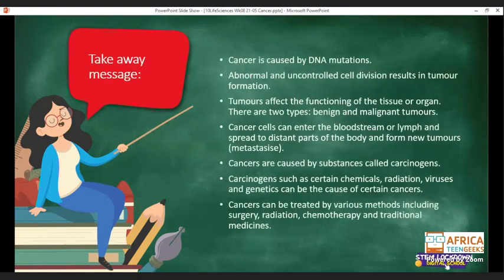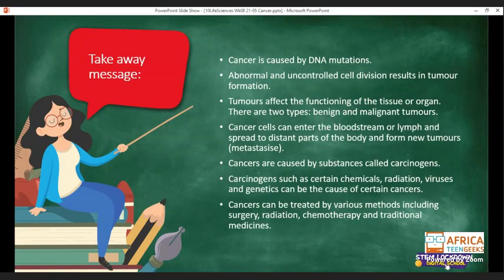So the takeaway message is that cancer is caused by DNA mutation. Abnormal and uncontrolled cell division results in tumor formation. And we have two types, the benign and the malignant. Tumors affect the functioning of the tissue or organs. Cancer cells can enter the bloodstream or lymph and spread to distant parts of the body and form new tumors. We call this process metastasizing, or they metastasize.